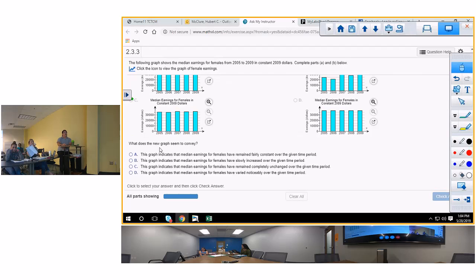What does the new graph seem to convey? Fairly constant. I would not. What's wrong with the word completely? That's like this one right here. So I would say probably. You can't say slowly increased because that one right there is increased and then it goes what? Down and then up. So I would say A probably.